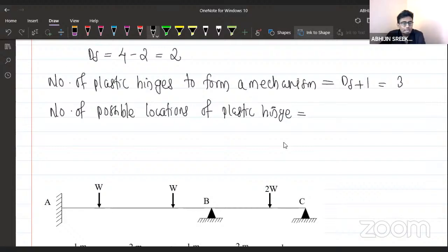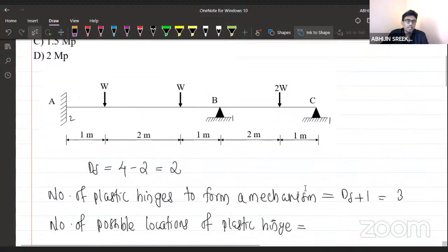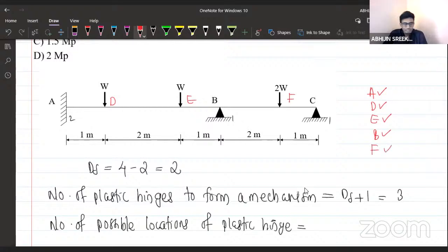What are the possible locations of the plastic hinge? Tell me where plastic hinges will be formed. I am going to name the points A, B, C. Okay, let's write D, E, F. Tell me the locations where plastic hinges will be formed. At point A, will a plastic hinge be formed there? Yes, it will be formed. At D, a plastic hinge will be formed. At E, of course, a plastic hinge will be formed. B is also a possible location of plastic hinge formation. At F, a plastic hinge can be formed too. And what about C? At C, there is no possibility of forming a plastic hinge.